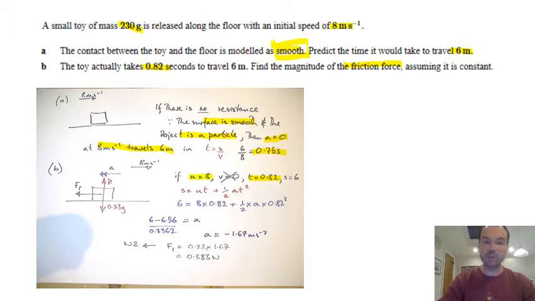It has an initial speed of 8. Does it say that it comes to rest? No, it does not. We cannot say, like I mistakenly wrote there, that it comes to rest. We can say it travels 6 meters. So what did the question want? It wanted the frictional force.